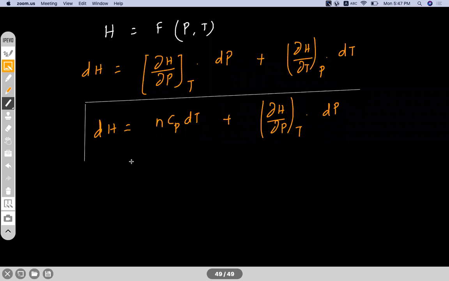Valid for all kind of process. This is in general formula we have. You must have seen the formula of dH is equals to nCp dT, isn't it? Have you seen that formula? dH is equals to nCp dT.